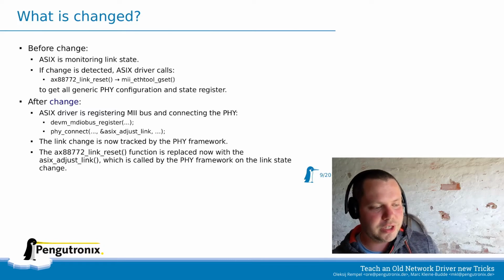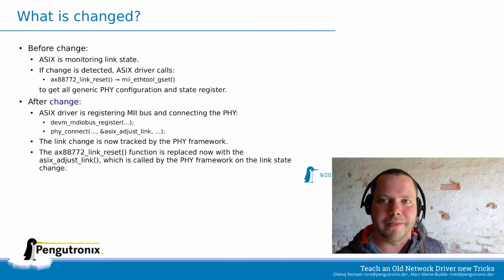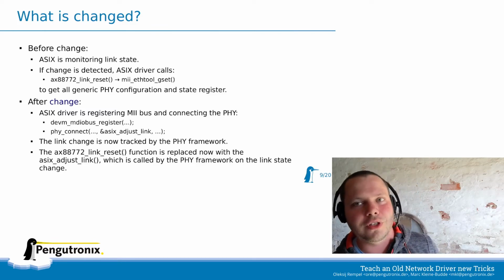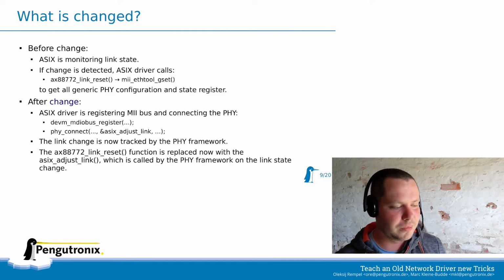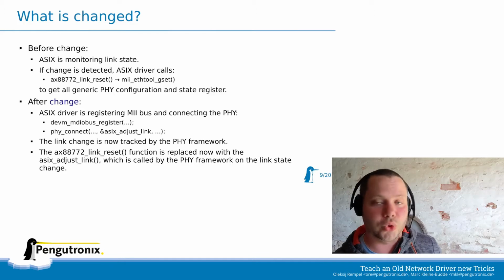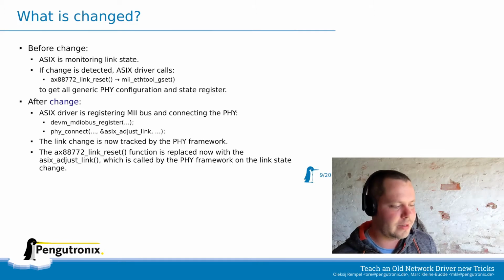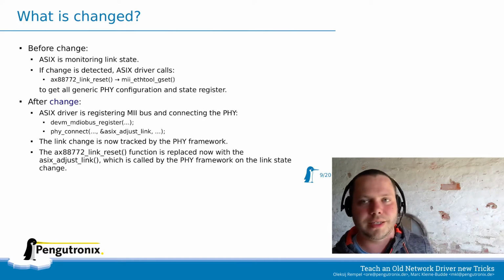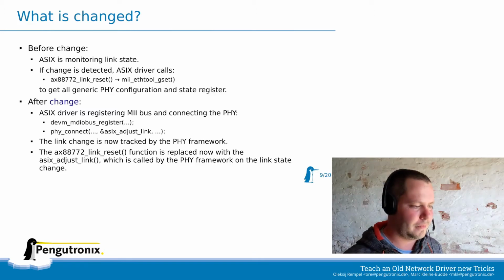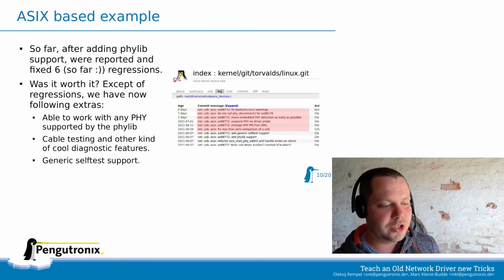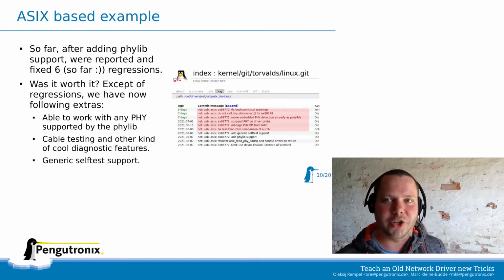After the change, the driver is registering the MII bus and connecting the PHY. The MII bus was registered with the mdiobus_register function, and the PHY was connected with the phy_connect function by linking the ASIX adjust link callback. The link change is now tracked by the PHY framework. It is the main difference to the previous code, and the link reset function, which was used before, was replaced with the ASIX adjust link function, which is now called by the PHY framework instead of the driver itself. So after all of these changes, I triggered at least 6 regressions, which are fixed by now.